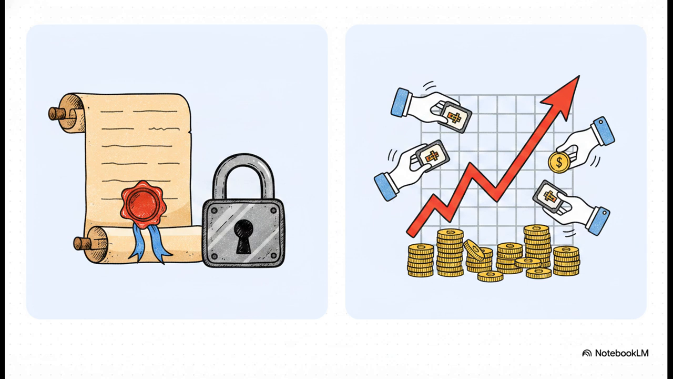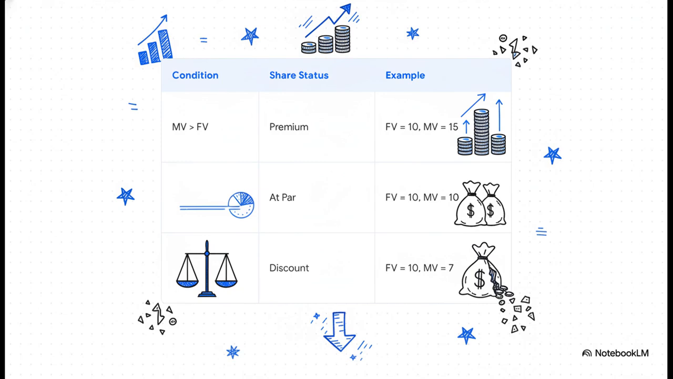This is the live, breathing, constantly fluctuating price at which those shares are actually being bought and sold in the stock market right now. If a company is doing great, demand shoots up, and naturally that market value goes up too. So how exactly do these two numbers interact out there in the real world? Well, if the market value is higher than the face value, we say the share is trading at a premium. For instance, it's printed as 10 rupees but people are buying it for 15. Now, if the market value is exactly equal to the face value, it is trading at par.